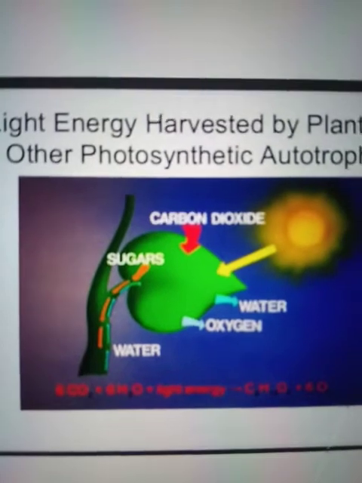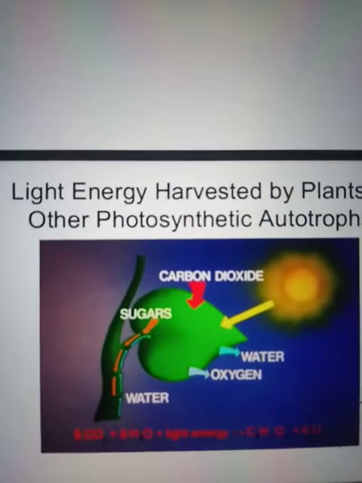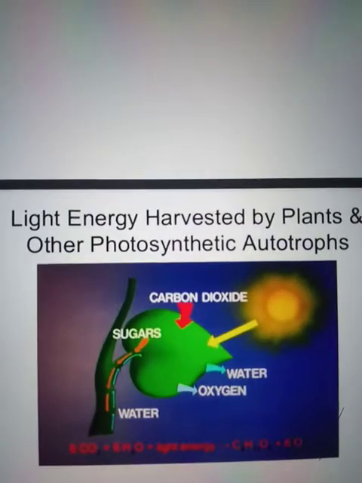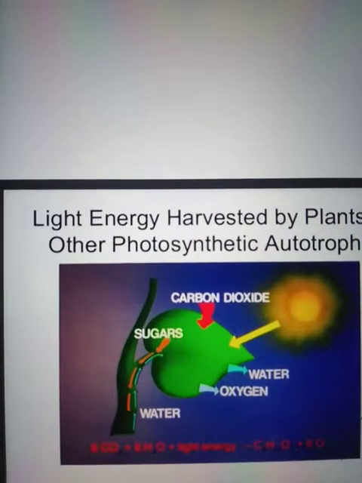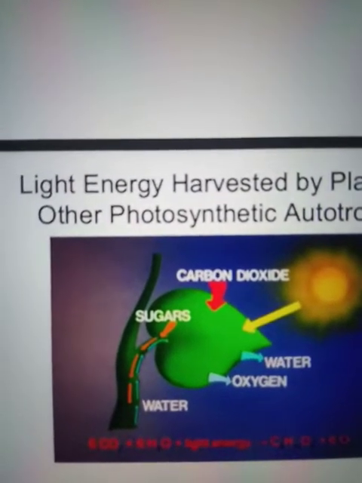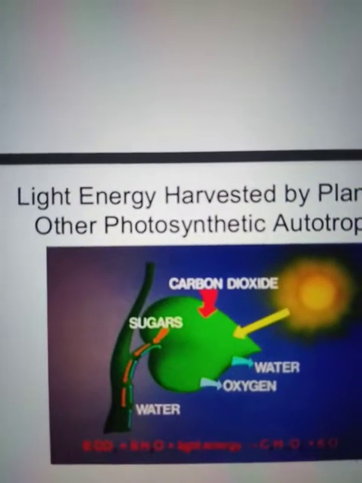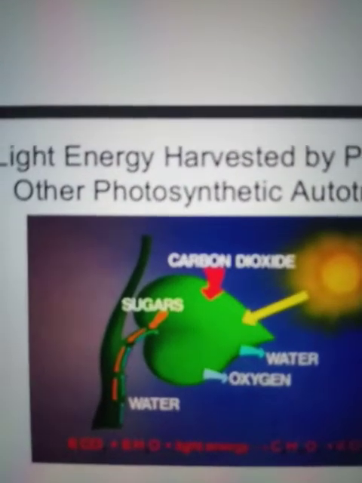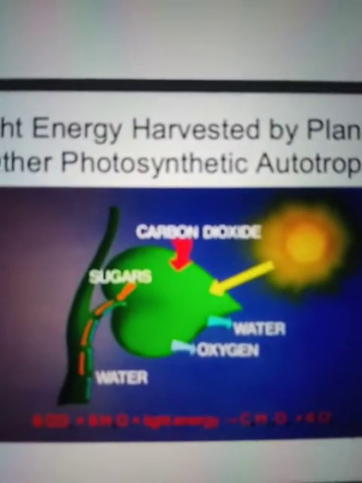It is a process by which the plants make food by using carbon dioxide, water, sunlight and chlorophyll in the chloroplast, and they make sugars or glucose and liberate out water and oxygen as a byproduct.